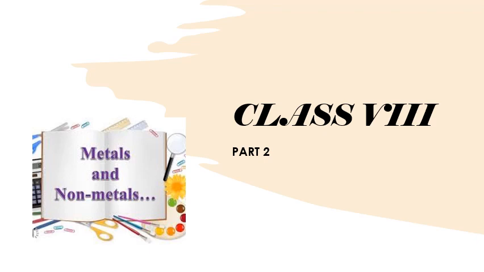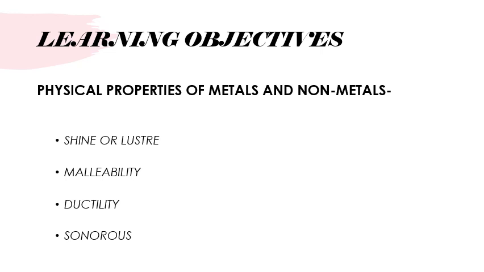Good morning, dear students. Let's proceed to the next part of our chapter, metals and non-metals. Yesterday we talked about different physical properties of metals and non-metals, out of which we learned about hardness and physical state. Today we will learn some more physical properties of metals and non-metals. These are shine or luster, malleability, ductility, and sonorous materials.